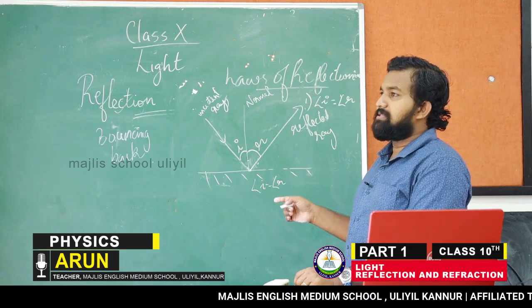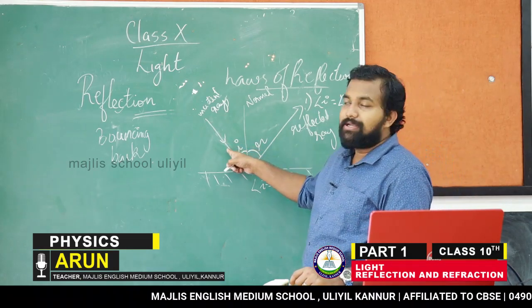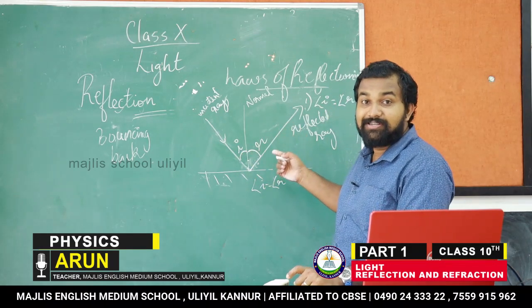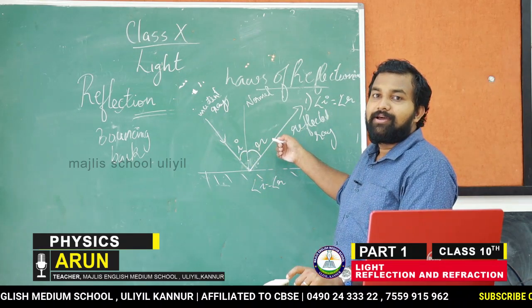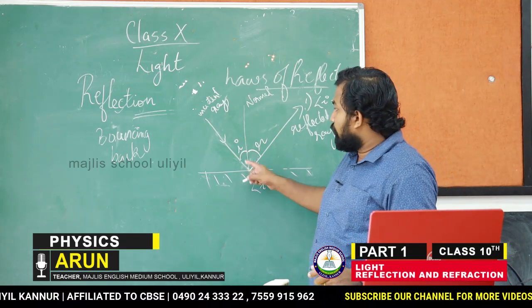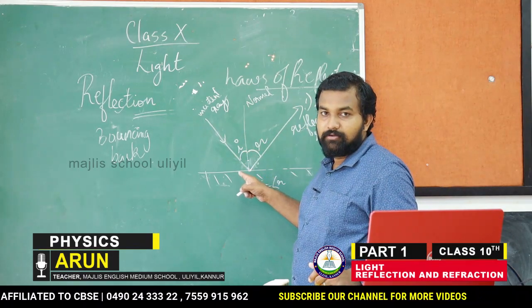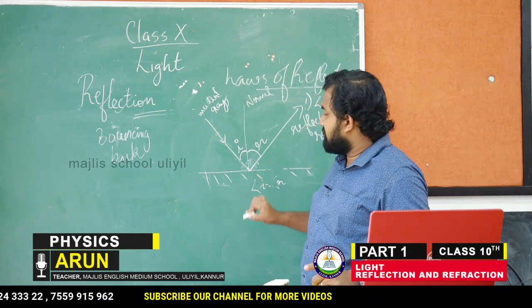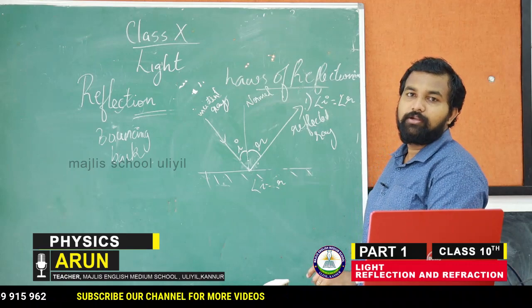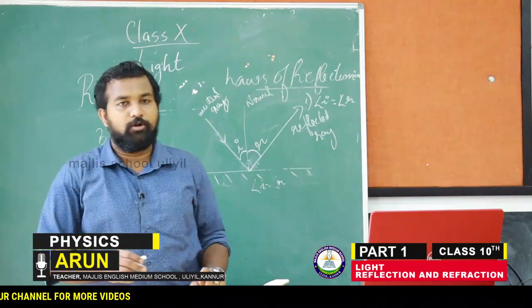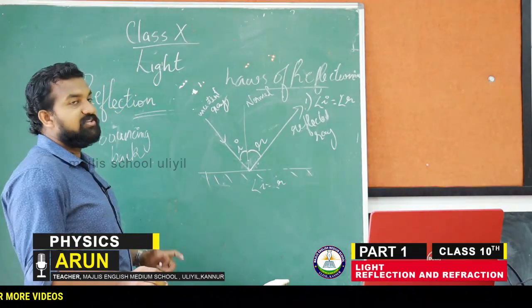The angle of incidence is the angle made by the incident ray with the normal, and the angle of reflection is the angle made by the reflected ray with the normal. And what is normal? Normal is the 90-degree line, a perpendicular line drawn at the point of incidence. A perpendicular line drawn at the point of incidence is called the normal. Clear? So this is the first law.